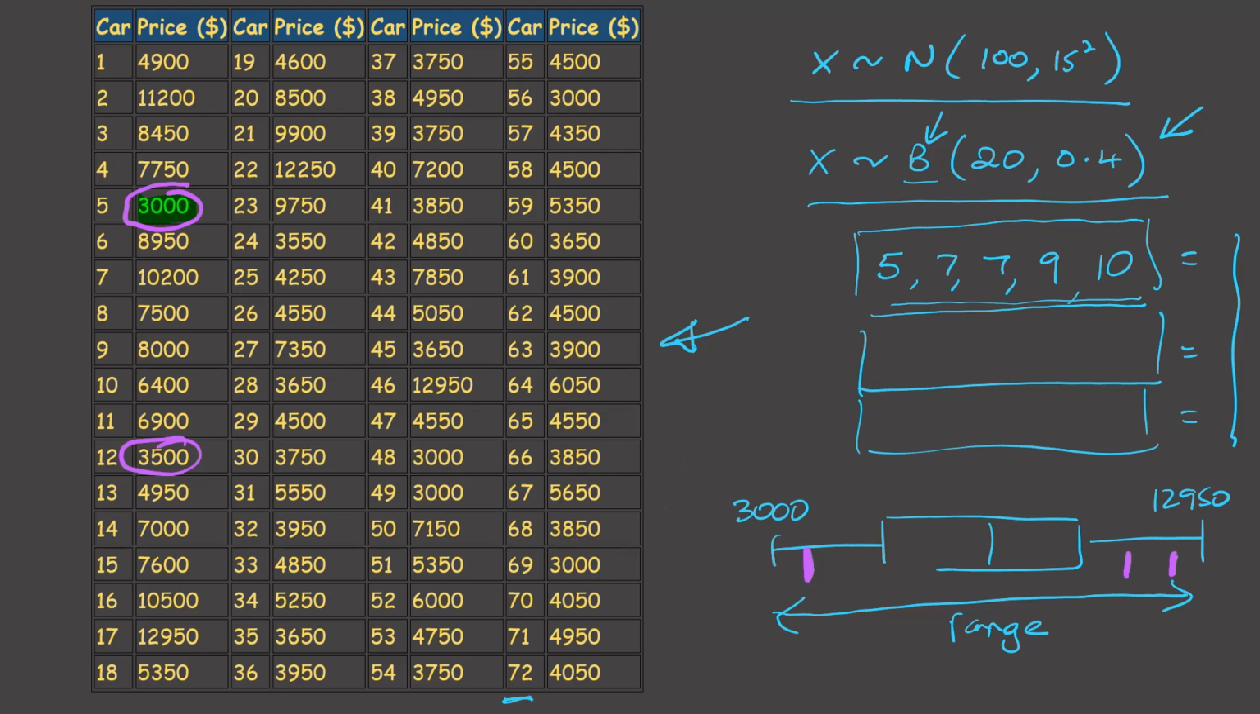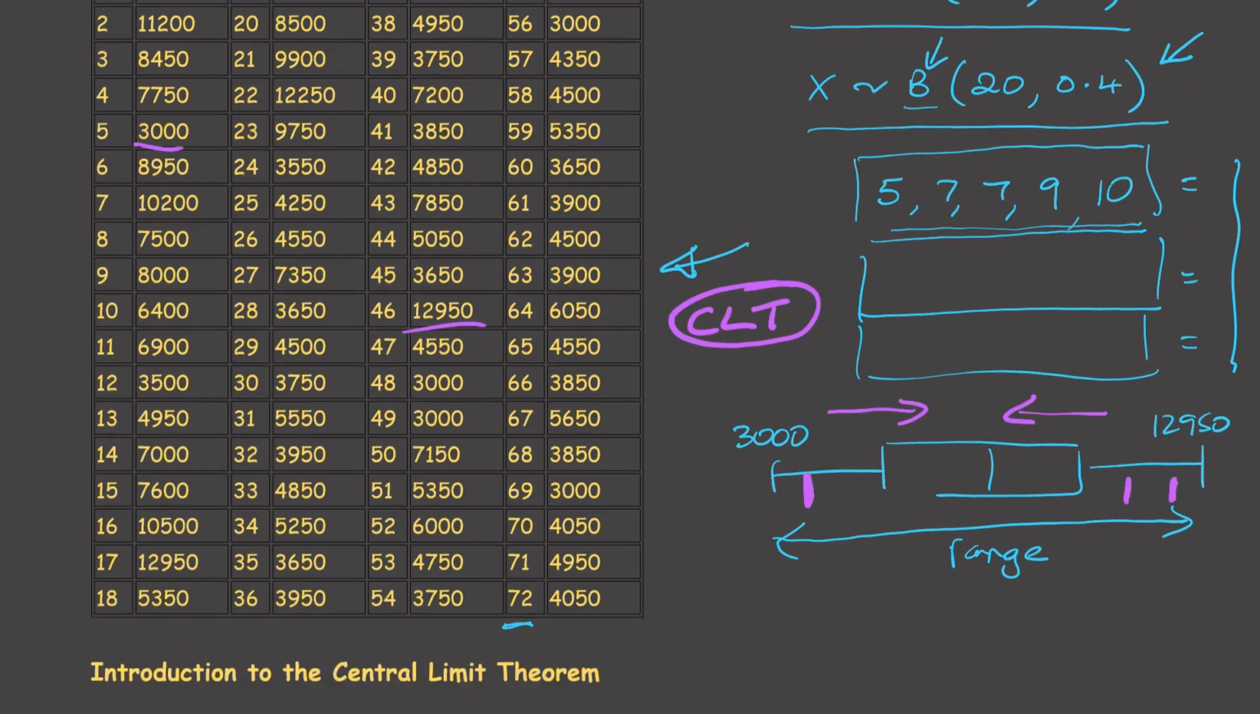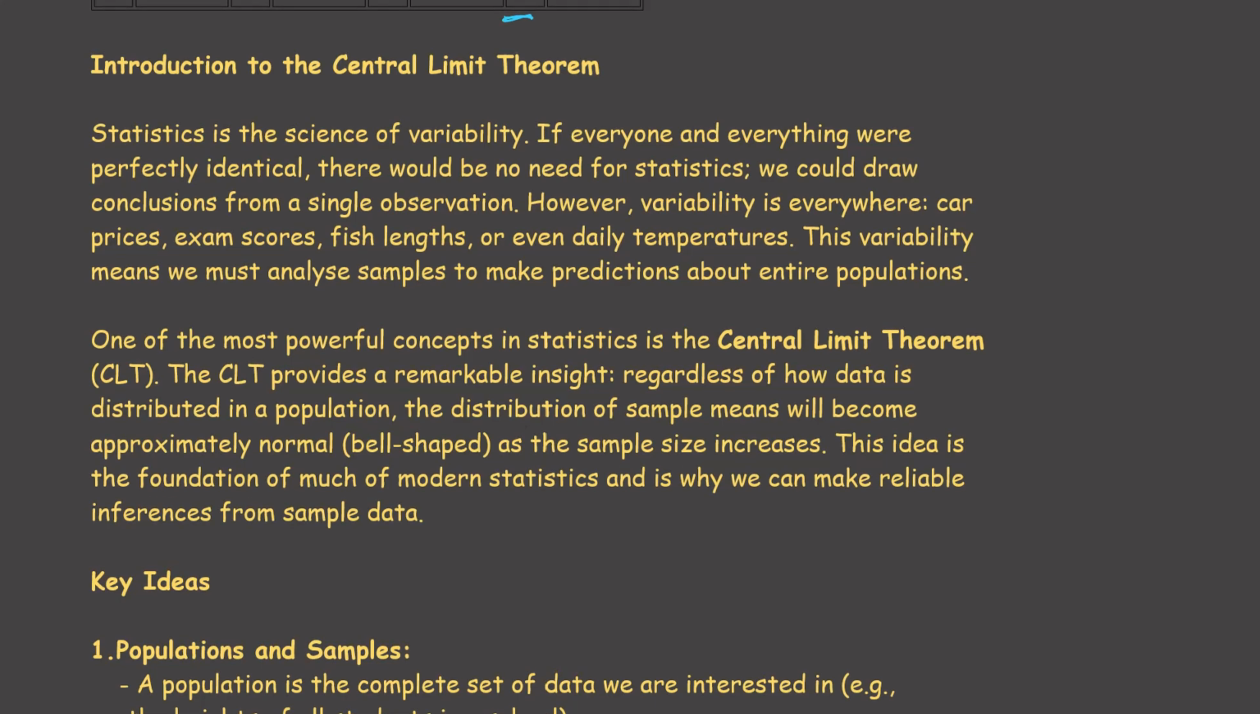And obviously with larger samples, you're going to be forced to take ones that are further away from 3,000 at the bottom or 12,950 at the top. And so what's going to happen is these things are going to tend towards the middle. And that introduces the idea of something we're going to talk about called the central limit theorem, or CLT. And we'll go through this in more detail. Hopefully you understood that little introductory bit, but let's go through our introduction to the central limit theorem.